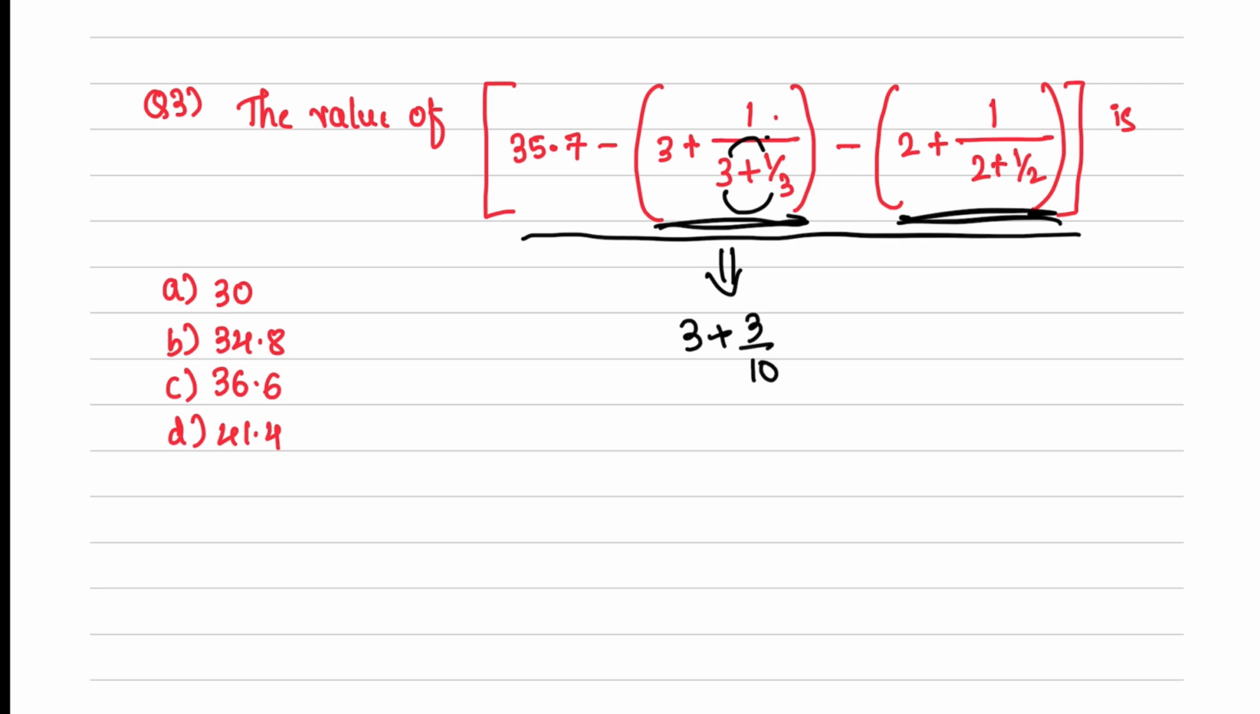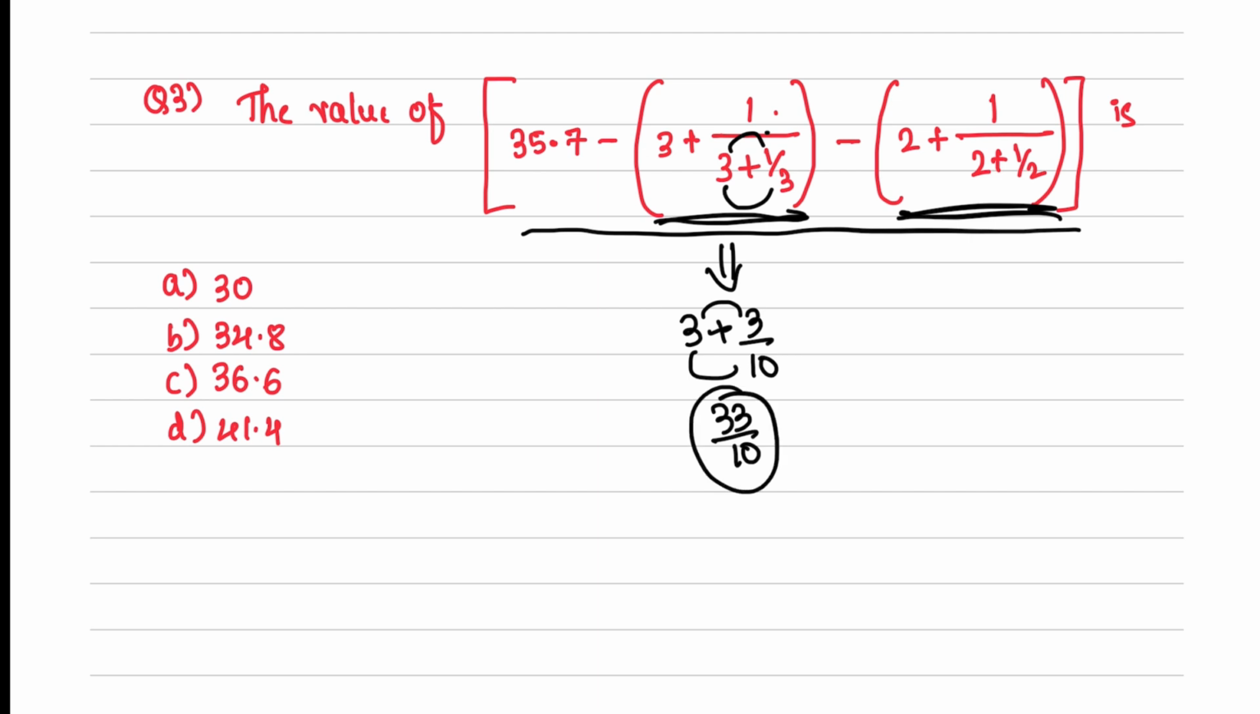Again do the same thing. 10 into 3 is 30, 30 plus 3 is 33 by 10. So this is the fraction you will get for this bracket. And do the same thing for this bracket. 2 into 2 is 4, 4 plus 1 is 5, 5 by 2 you will get, and when it is reciprocal it will be 2 plus 2 by 5. Again do the same thing, 5 into 2 is 10, 10 plus 2 is 12. So 12 by 5 is the fraction for this bracket.